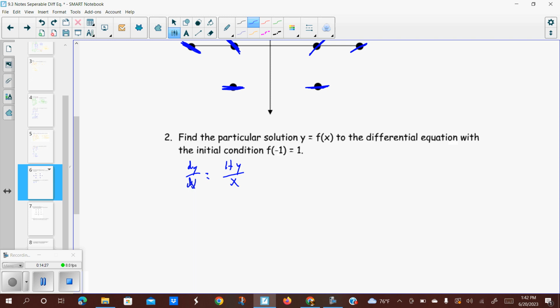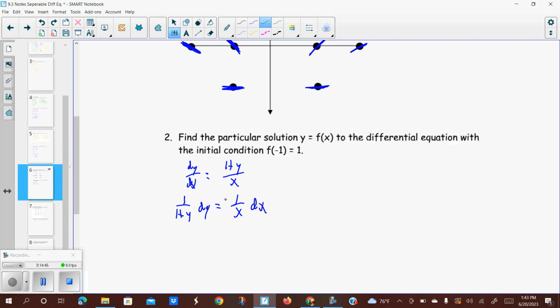All right, this looks like we can separate, multiply the dx over, and we're going to have to divide by 1 plus y. So we should get 1 over 1 plus y dy equals still 1 over x dx, because the x didn't move out of the denominator there.